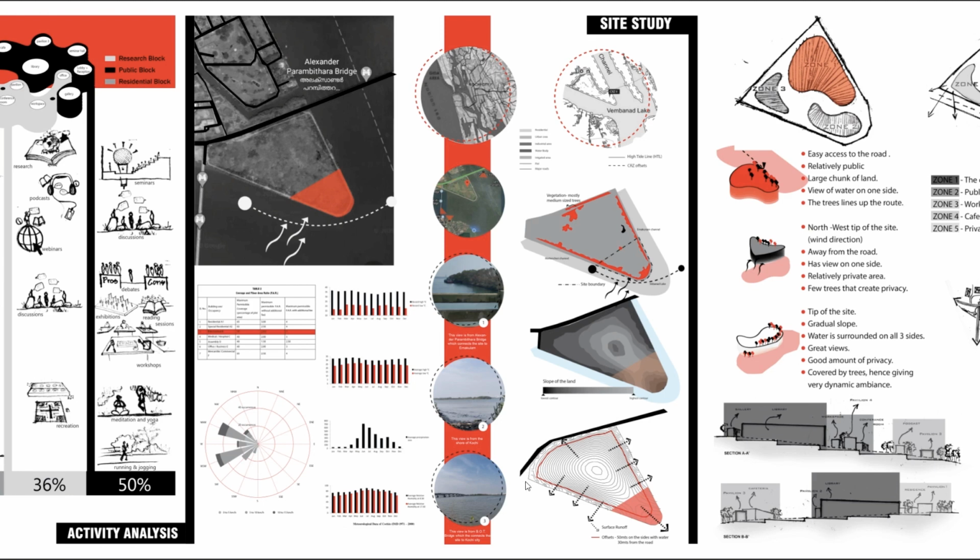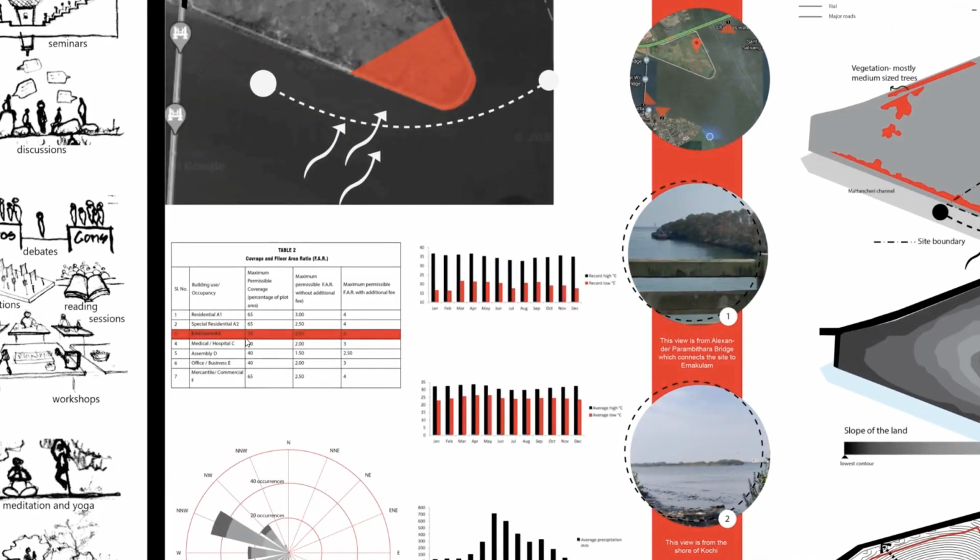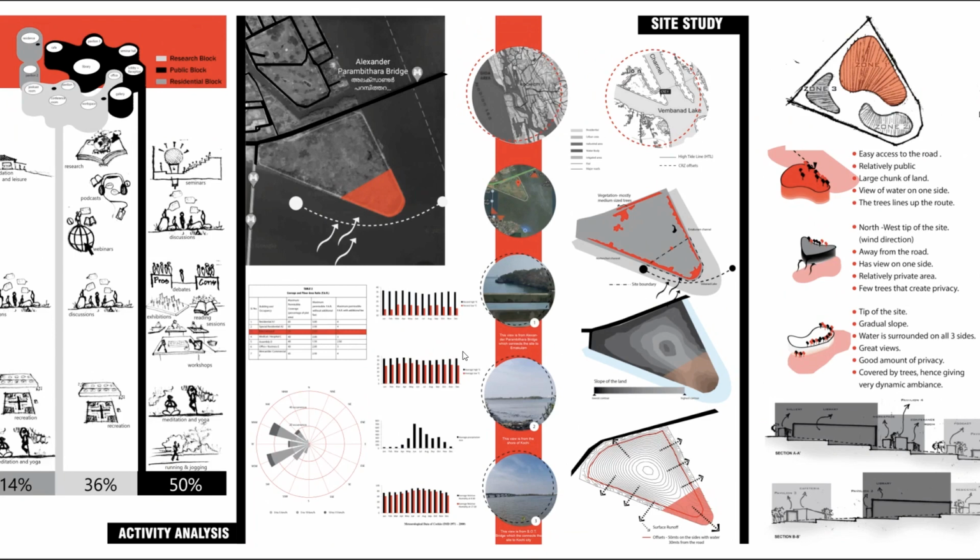The site falls under CRZ 2, the Coastal Regulation Zone, which says that a 50-meter offset should be left from the high tide line and 30 meters from the road. As the building falls under the educational category, I've taken the maximum permissible coverage as 35% and the maximum permissible FAR as 2.5. And these are the graphs explaining the climatic conditions of the site.